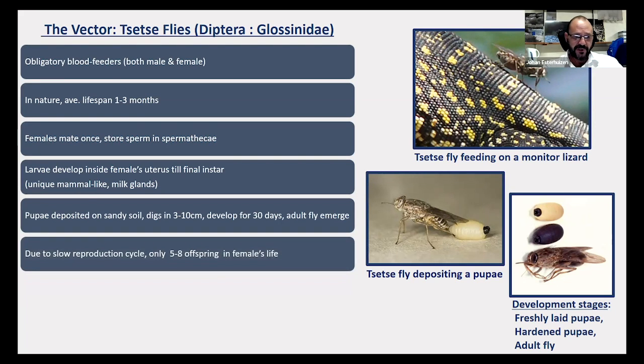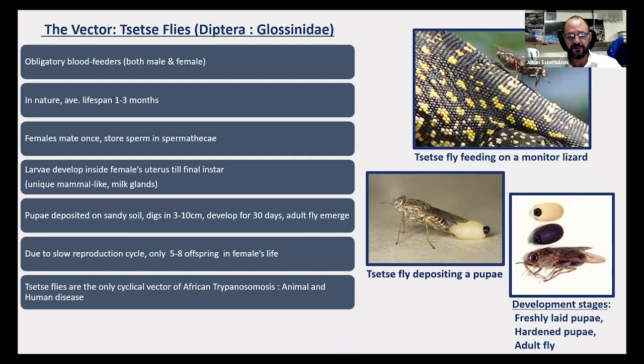However, due to this slow reproduction cycle, a female tsetse fly can only produce about 5 to 8 individual offspring in a lifetime. So if you compare this to a mosquito, which lays about 300 eggs at a time, several times, the tsetse fly really is a unique species in the insect kingdom.